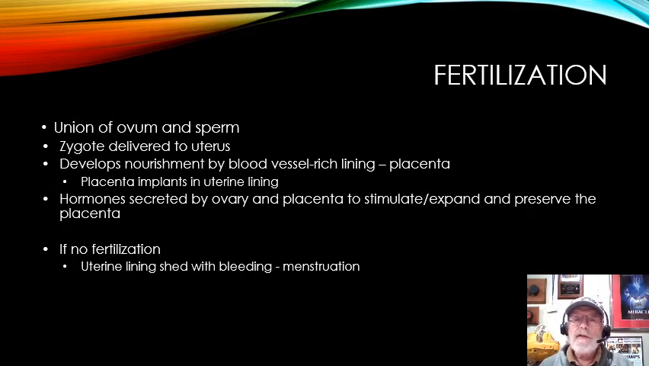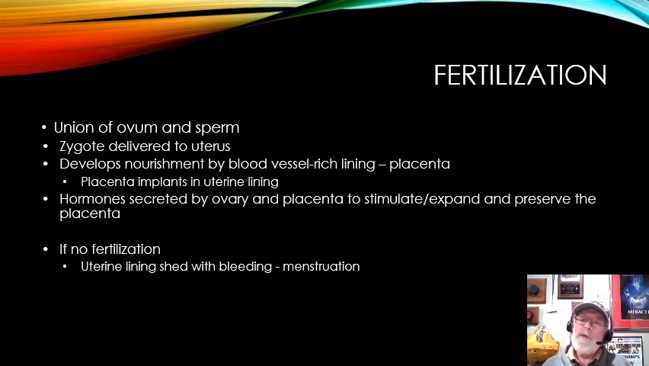So this placenta is basically a blood-rich organ that's inside the wall of the uterus, the inside lining of the uterus, where the zygote, the embryo, and the fetus will get its nutrients from the maternal circulation, okay? And there's a lot more that actually goes on.